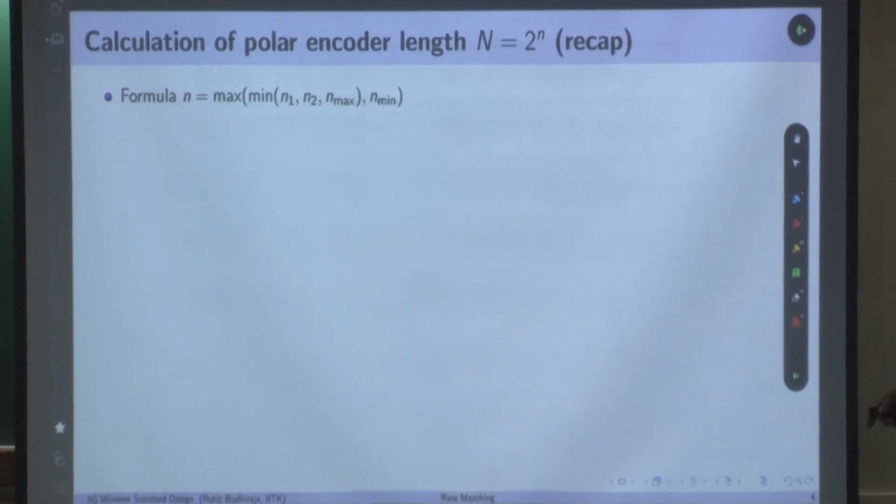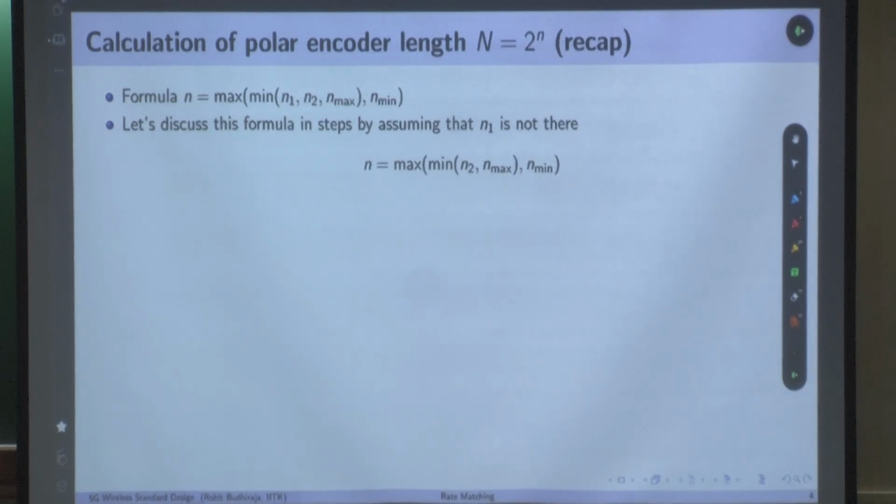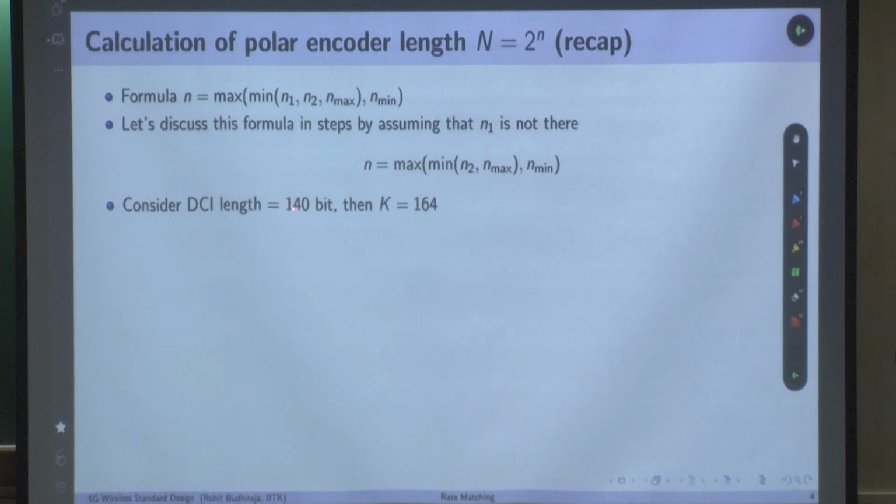Just for recap, what are we doing here? This is the formula, and Nmax and Nmin. Nmin is the minimum polar encoder output length, and Nmax is the maximum polar encoder output length. We discussed this formula by first removing N1, and we took this example of 140 bits: DCI length is 140 bits, K is 164, that's the total payload which needs to be transmitted.